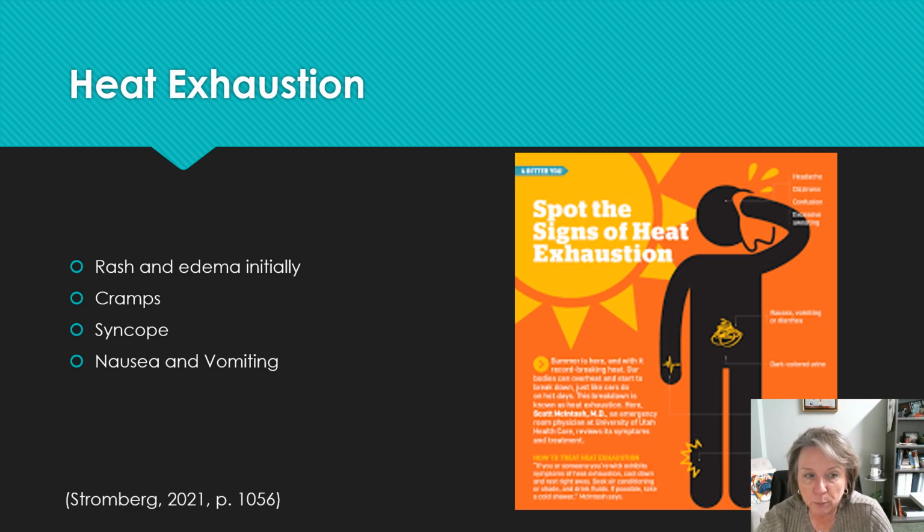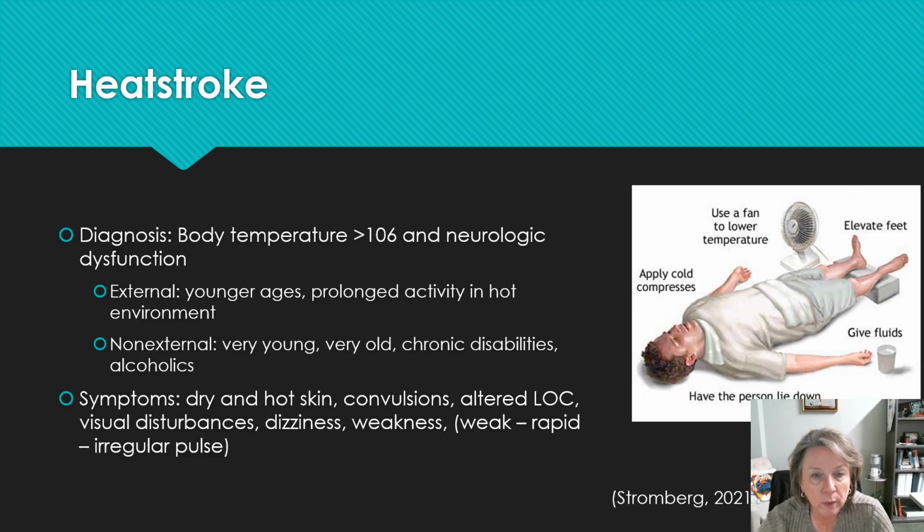If they're having syncopal episodes, you can lay them down, put their feet up, so we're shunting blood back towards the heart, which will help with the blood pressure. So heat stroke, use a fan to lower the temperature, elevate the heat. I've already told you to do that. Apply cold compresses, get fluids, have the person lie down. If they're having an actual heat stroke, they need to lie down. If they're feeling syncopal, have them lie down, because if not, guess what we're going to have? We're going to have emergency injury again, just like what we saw before.